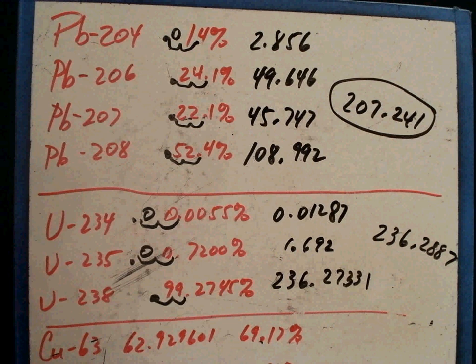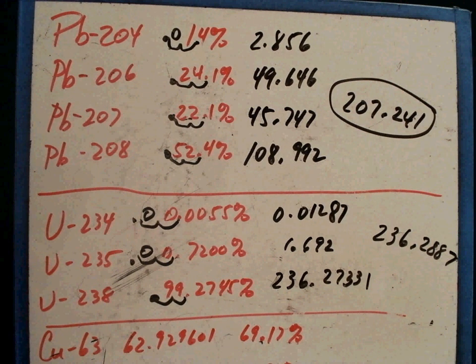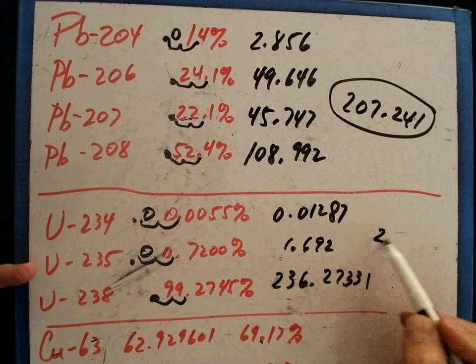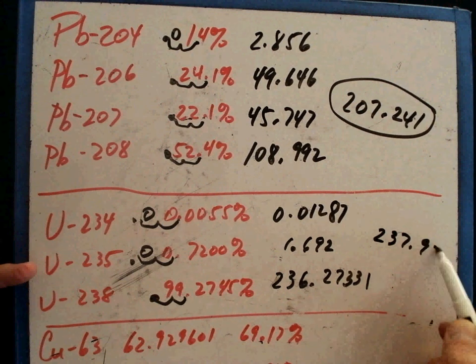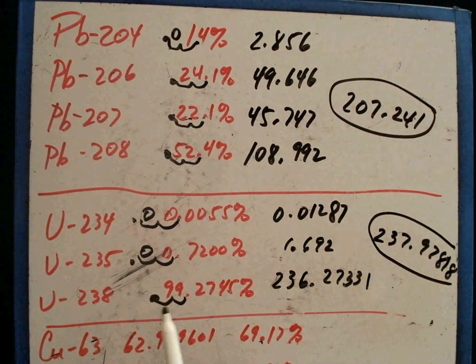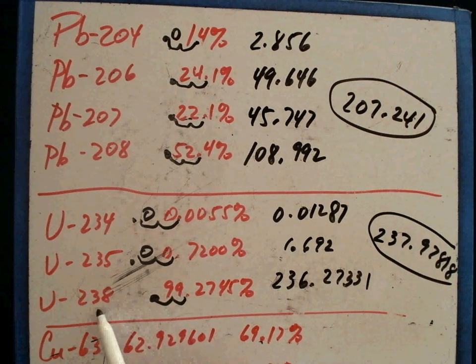I'm going to check my last one also. 238 times 0.992745 equals, got that one right. So add the numbers together now. 1.692 plus 0.01287. Then I don't get that. I got 237.97818. How did I know that was right? Well, look at my percentage. I'm at 99% is this. So my final answer should be really close to this.